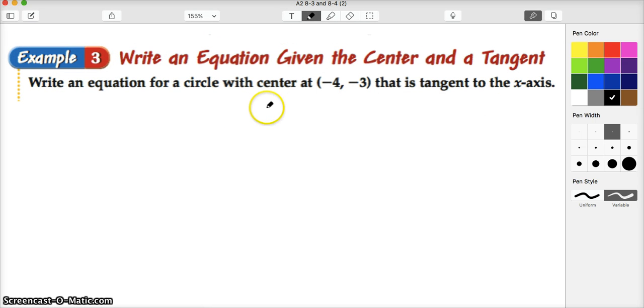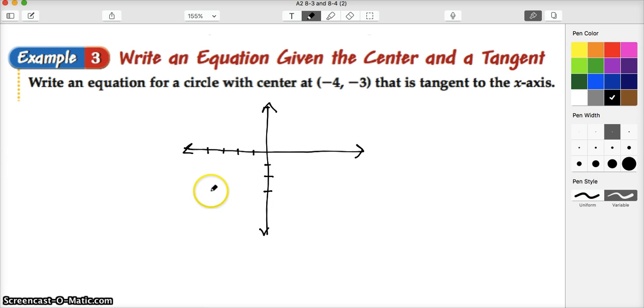So in this problem, we are asked to find the equation of a circle given a little bit of clues about what's going on with this circle, okay? So we're told that the center is at (-4, -3), and we're told that the circle is tangent, there's that word, tangent to the x-axis.